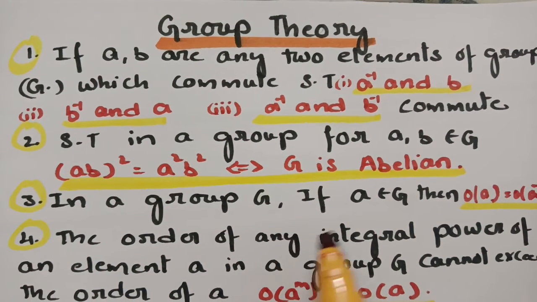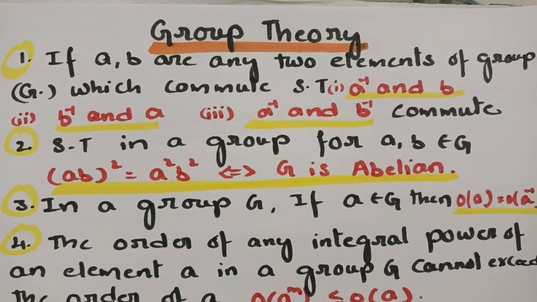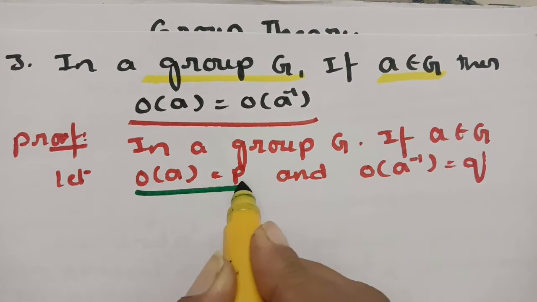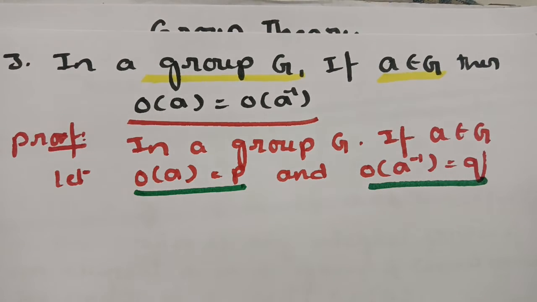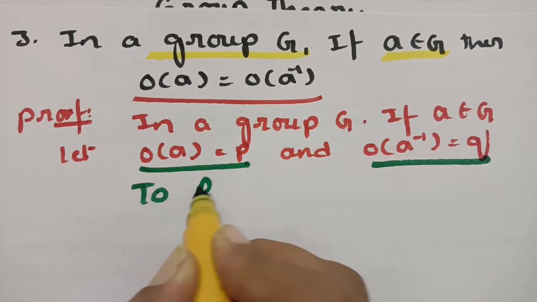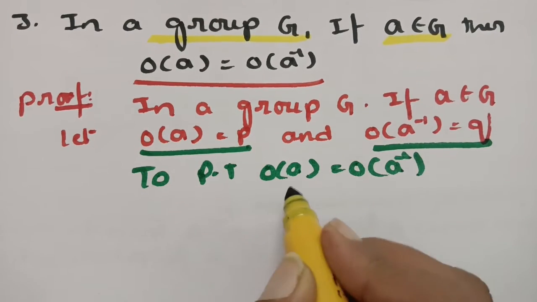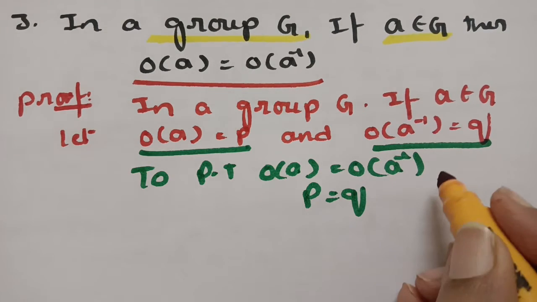The next one here is we have to prove that in group G, if A belongs to G, then order of A is equal to order of A inverse. In a group G, A belongs to G. I am considering order of A is equal to P, and order of A inverse is equal to Q. Now, what is it we have to prove? Order of A is equal to order of A inverse, which means that we have to show that P is equal to Q.